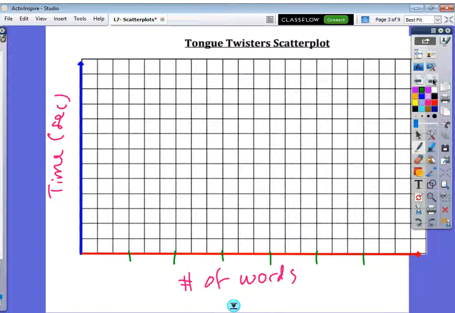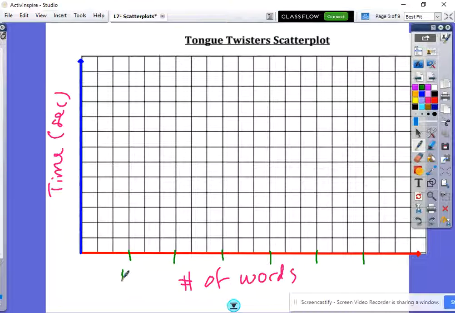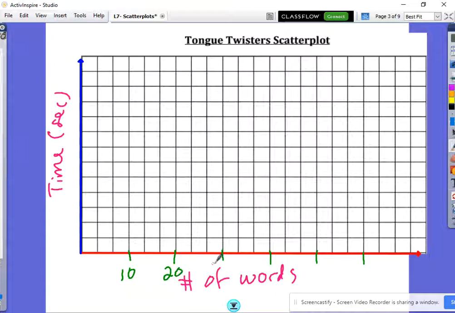So if I were to go from, let's just go really easy, 10, 20, and 30. Should probably space them out a bit more than that just because we have more room. But for the sake of our example, I'm just going to go with that. And then we took about, let's go here, put our seconds along the left hand side.